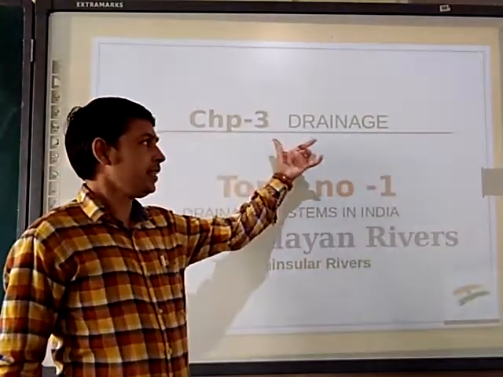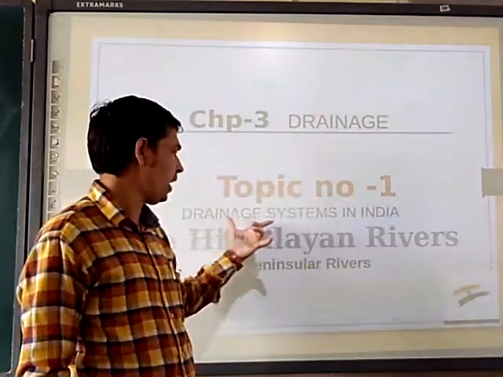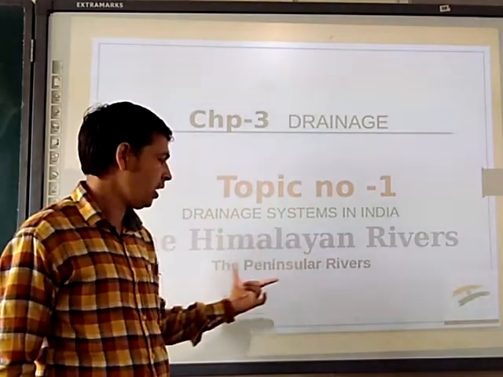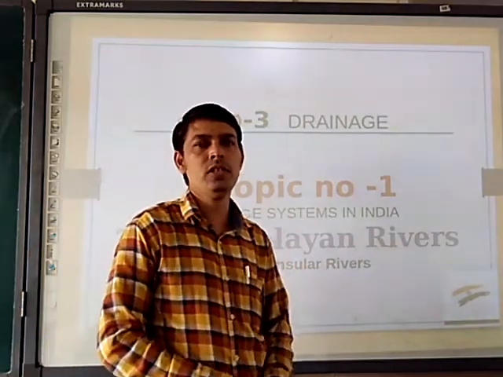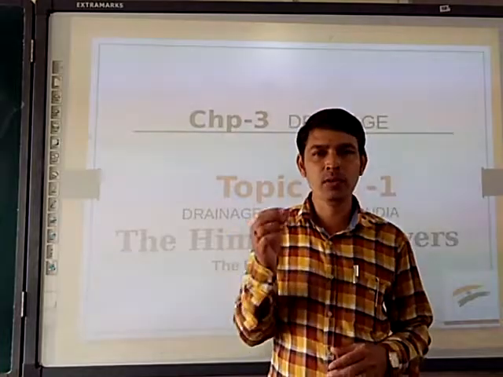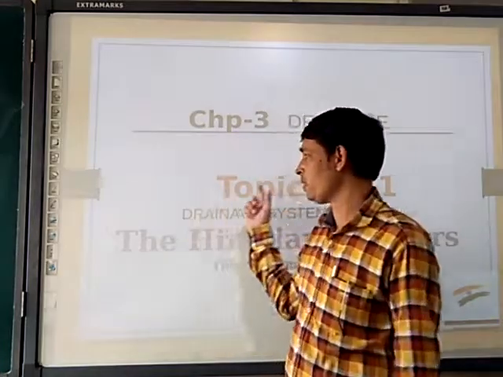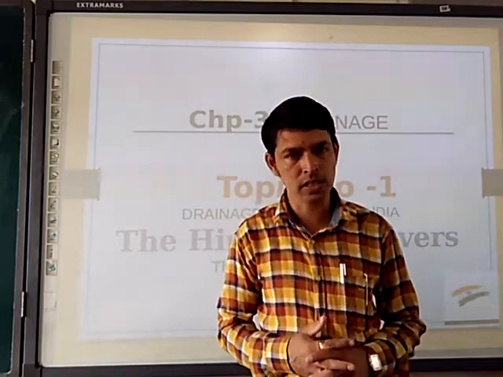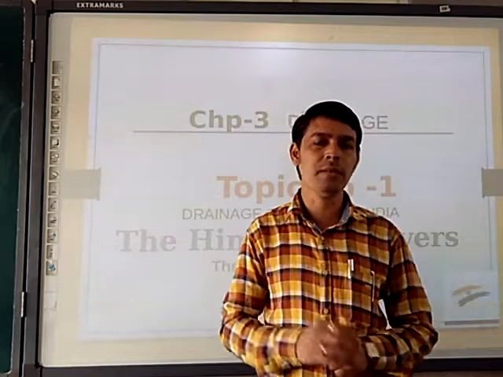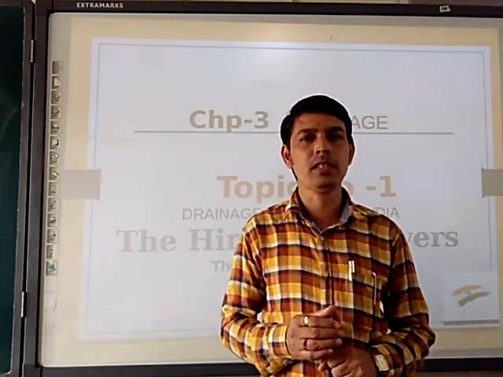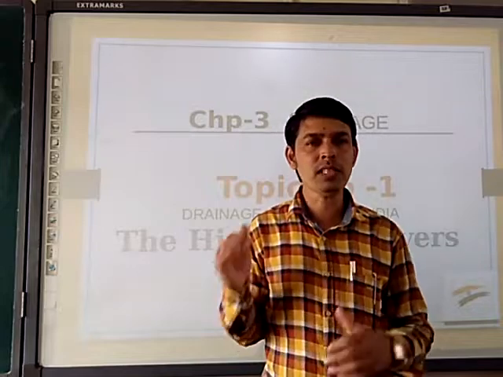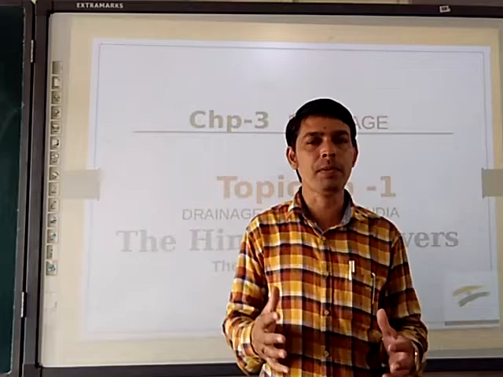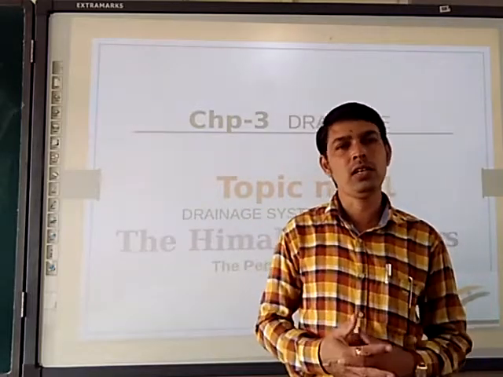So chapter number 3, drainage. Topic number 1, in that we are going to see about the drainage system in India. We are going to see about the Himalayan rivers, and the peninsular rivers. The question arising in a few cadets' minds is that chapter number 3 is deleted from the syllabus. It's correct, but a few parts remain to discuss here, and that part is known as map work. From this chapter, for identification purposes, the map work is going to be there. For that purpose, I place this chapter for learning.